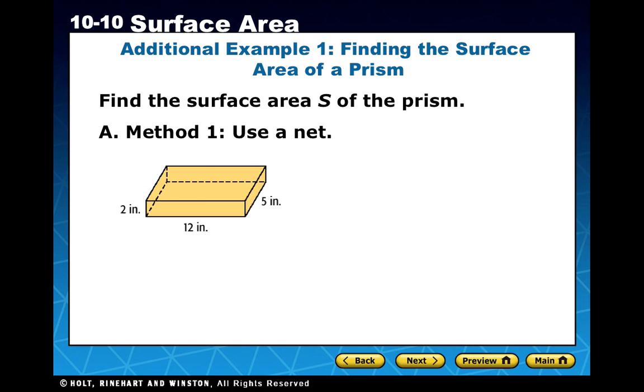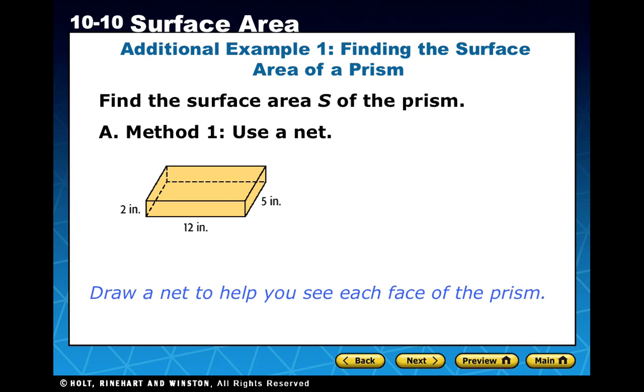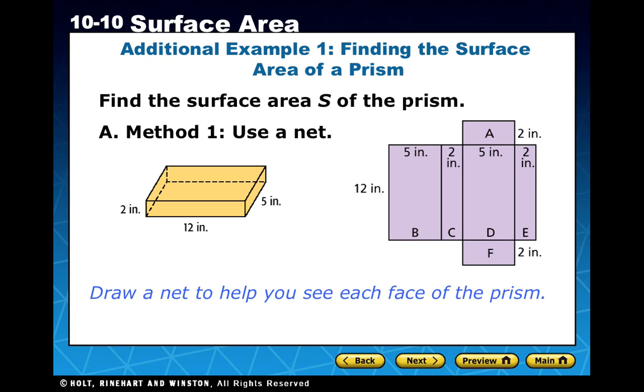Alright, so we're going to use a net. The net should include, obviously, all of the 6 sides. The two bases, the 12 by 5, two of the sides, 2 by 5, and the front and the back, 2 by 12. So your net should look something like this. And we'll be finding the area of each of the sides to get a total surface area.